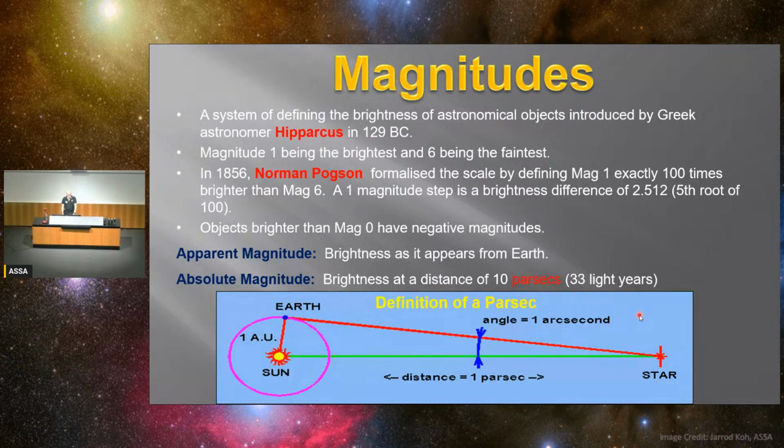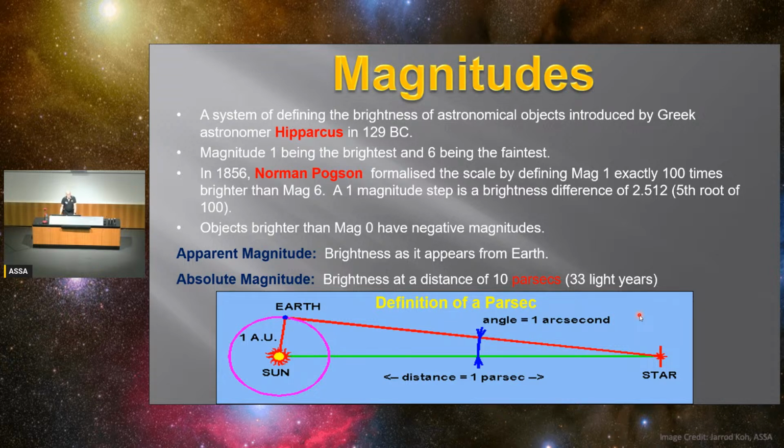Now, we have two types of magnitudes. We have the apparent magnitude and we have the absolute magnitude. The apparent magnitude is the brightness of the object as it appears from Earth. So we look up at the night sky and the brightness of the stars that we see, those relative brightnesses, that's the apparent magnitude. But it doesn't actually show you what the absolute brightness of the object is. Very powerful stars could look quite faint because they're a long way away.